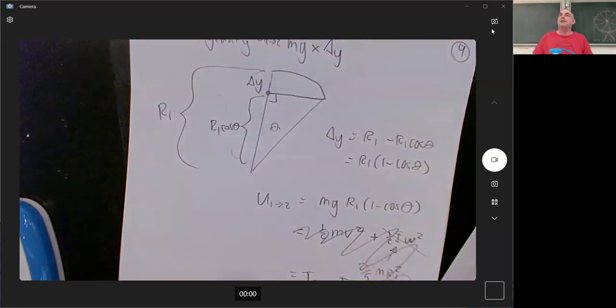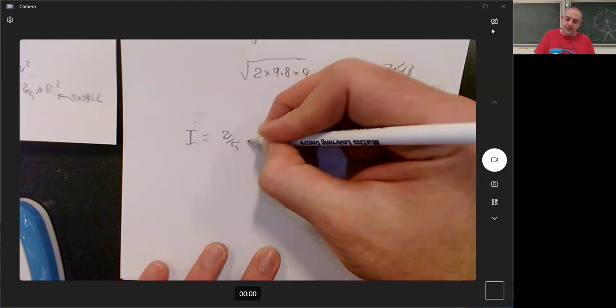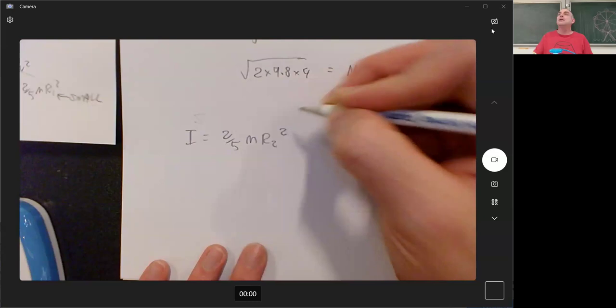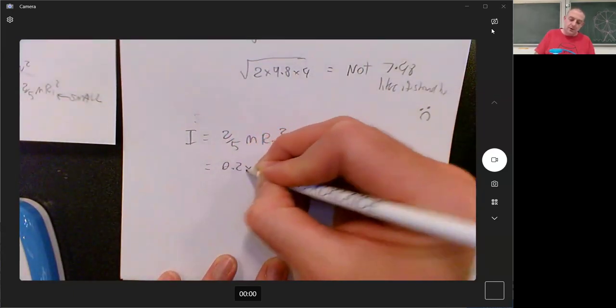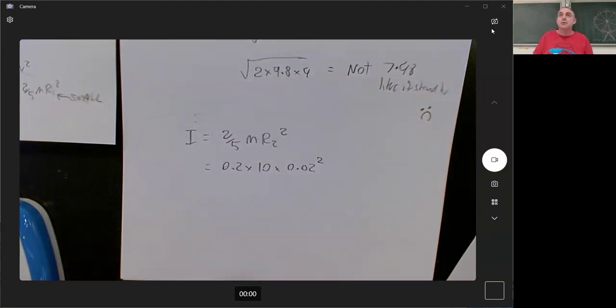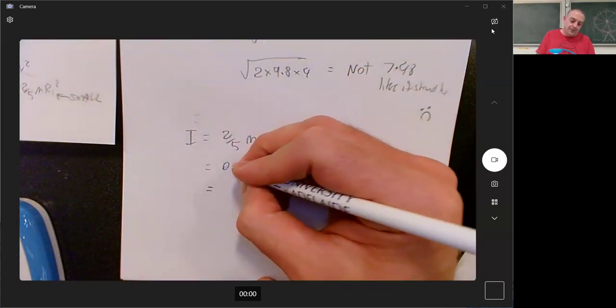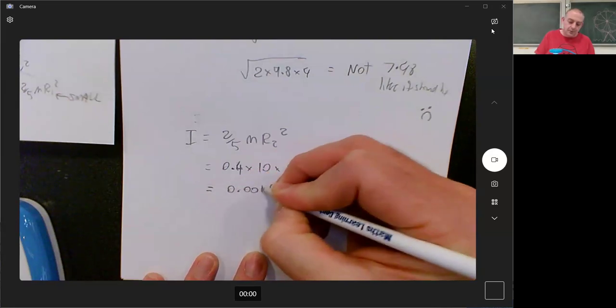So the hint was just to figure out this delta y. Okay. So I is 2/5 of m r2 squared, I guess. Is that how it was? Yeah. So that's 0.2 times 10 times 0.02. Is that right? The radius of the ball was 0.02, yeah. So 1/5 is 0.2. Trying to be clever, but that's okay. So we have 4 times whatever 0.02 squared is. 0.02 squared would be 0.0004, so 0.0016. Yep. Cool.